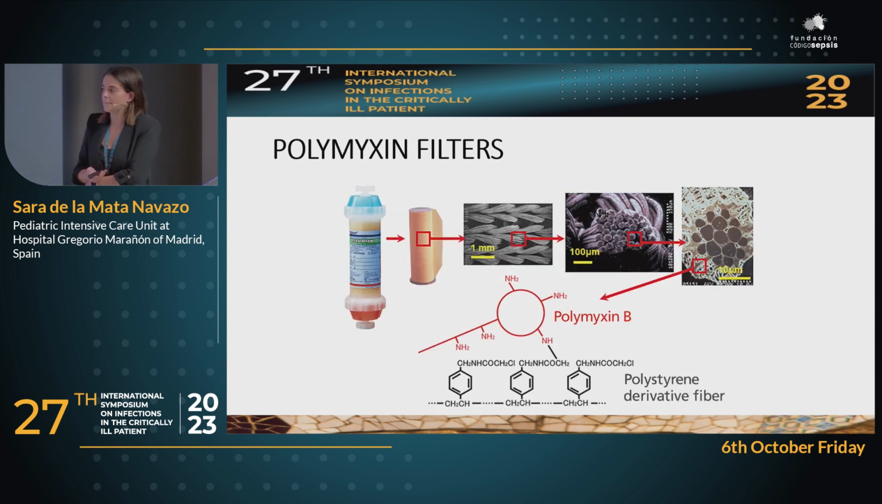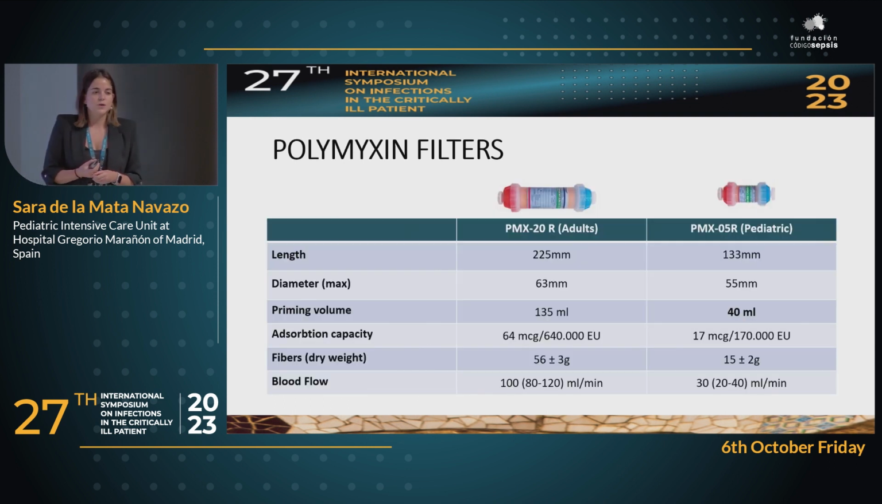So this is a cut of the cartridge. You can see a schematic image of how polymyxin is added to polystyrene derivative fibers. So this is a comparison chart between the polymyxin cartridge for adults, which is the 20R cartridge, and the smaller one, which is the pediatric cartridge, 5R. Its main difference is, of course, the size, and also its lower priming volume, which is very important when we treat patients that are smaller. It only has 40 milliliters of priming volume, which is very important for us.